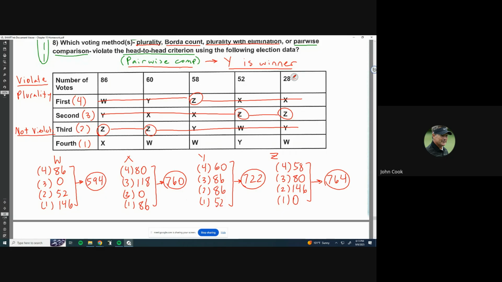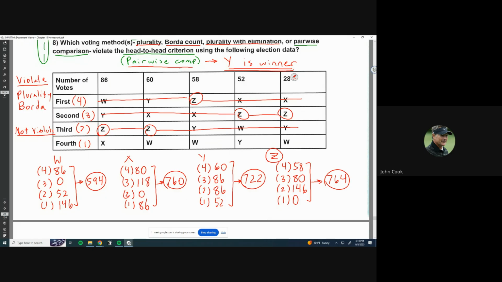Okay, so which one has the most points? It looks like Z. So Z is the winner for Borda, but that's not the same as Y. So that means that it violates the head-to-head matchup for this one as well. So Borda is not good.